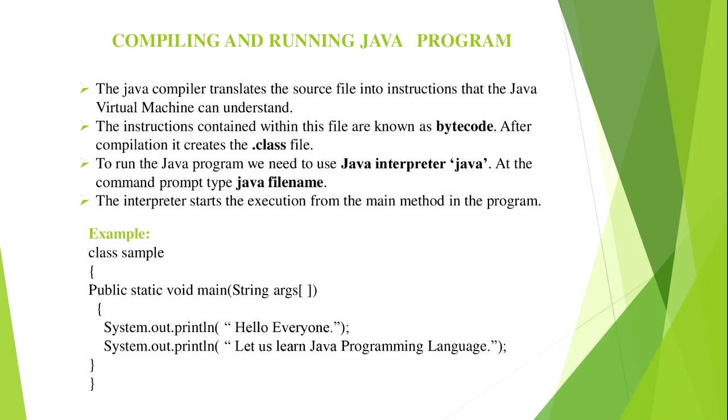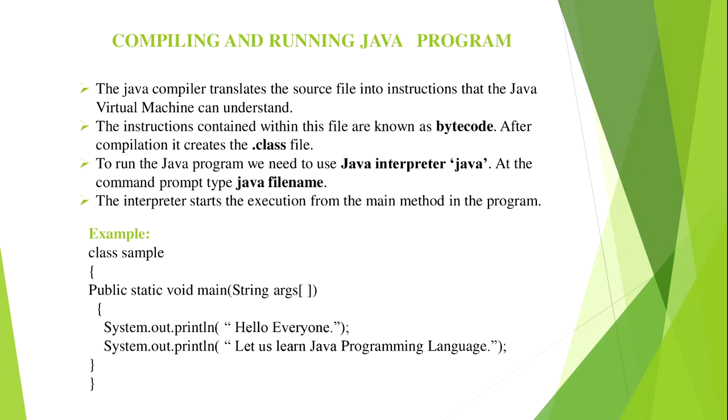Java compiler translates the source file into the instructions that the JVM can understand. Remember, in the very first video, I told you that Java is called a two-stage programming language, meaning Java requires the compiler as well as the interpreter. All of you know the function of a compiler. What does a compiler do? The compiler translates the source code into machine code in other languages, but in Java programming, the Java compiler translates the source file into the bytecode.